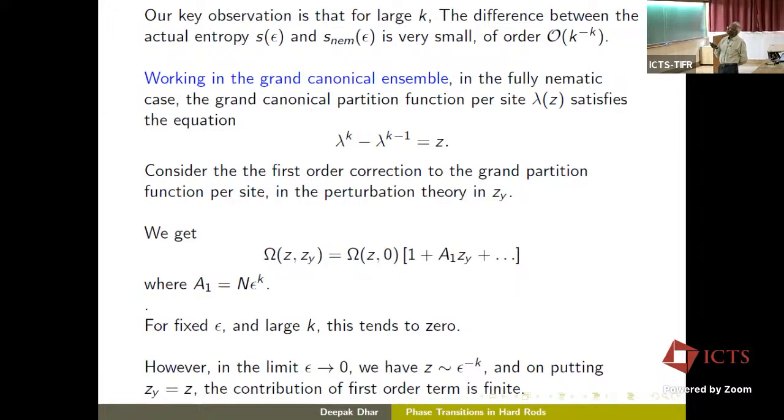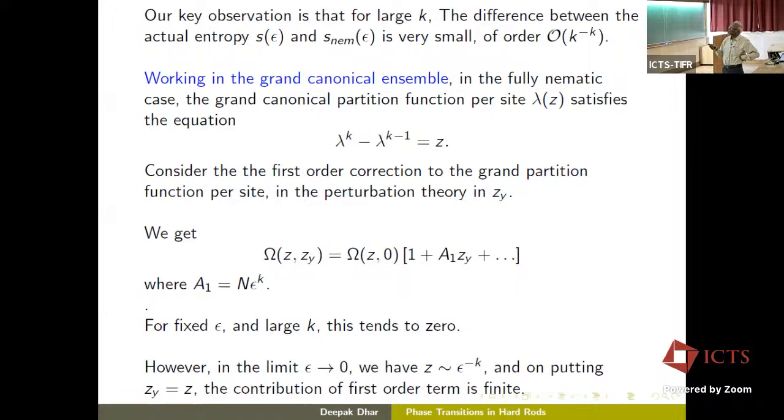So working in the grand canonical ensemble for the fully nematic case, the grand canonical partition function per site satisfies this equation: lambda to the power k minus lambda to the power k minus 1 equals z. So now I am not working in the fully ordered, fully packed limit. I am allowing for holes. There is an activity z for each site. Lambda of z is the partition function per column. So I take a strip of length k, just a line of length L, and the partition function lambda is the partition function per site. Then this is the equation.